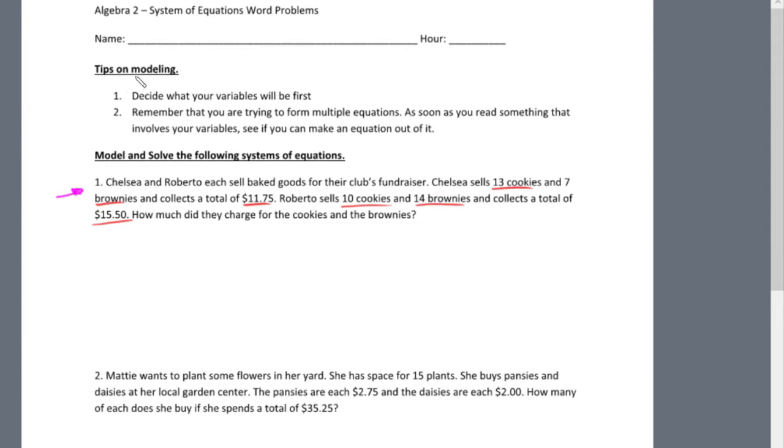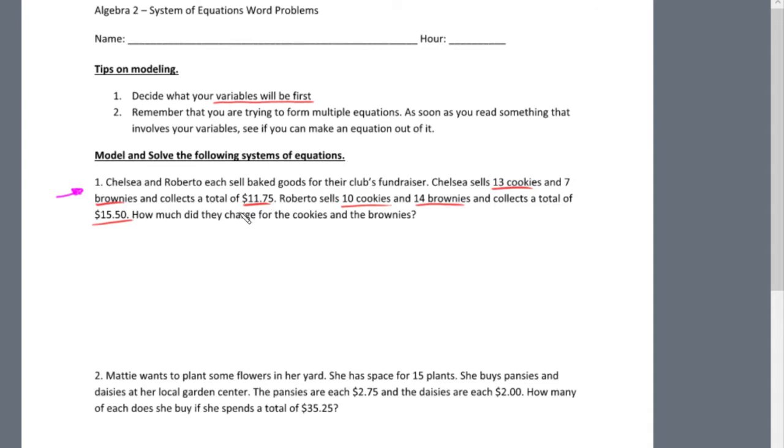So at the top of this worksheet, I've listed a couple of tips. Decide what your variables will be. That's the first thing. I've done hundreds or thousands, probably tens of thousands of word problems, so I can immediately tell what's what. But most of the time, you can tell what's what by the numbers. Math's about numbers, at least in Algebra 2, and anywhere we're talking about numbers, you're probably going to be modeling the numbers somehow. So that's one good tip.